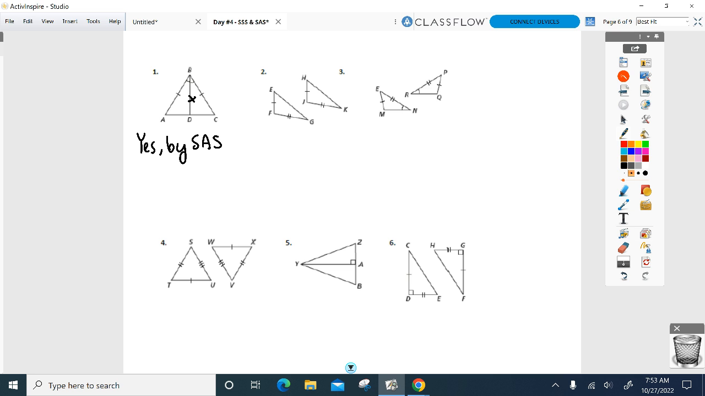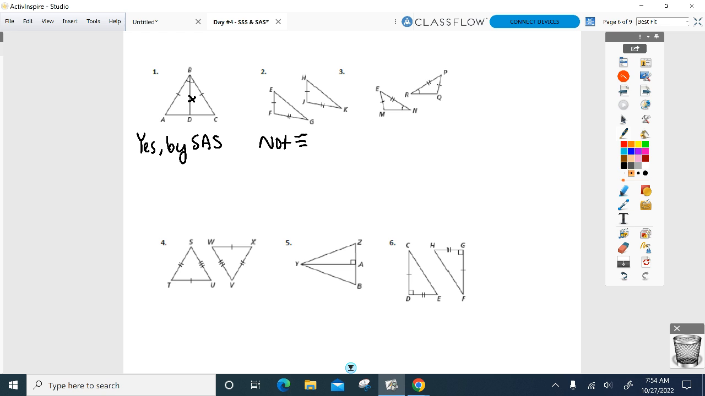How about 2? Do I have enough information to say side, side, side? No. Don't assume the other pair are congruent if they're not marked. Remember what I said yesterday? There's no such thing as third side theorem. No such thing. So right now, these are not congruent. I do not have enough information. Two pairs of sides only is not good enough.